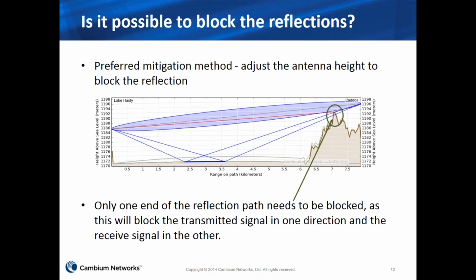Moving the height of the antenna also changes the reflection path shown by the blue lines that come from the reflection point to each antenna location. In this example, reducing the height of the antenna at the right-hand side or remote end of the link changes the reflection path so that it now goes through the hill on the right-hand side of the link, but the main path and Fresnel zone remain clear. This has now blocked the reflection path in both directions and prevents it from interfering with the wanted line of sight path.